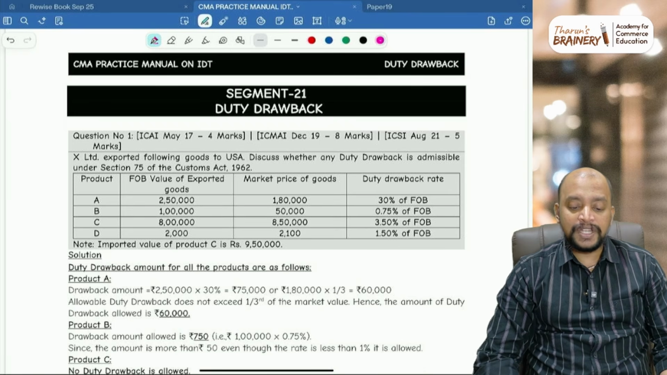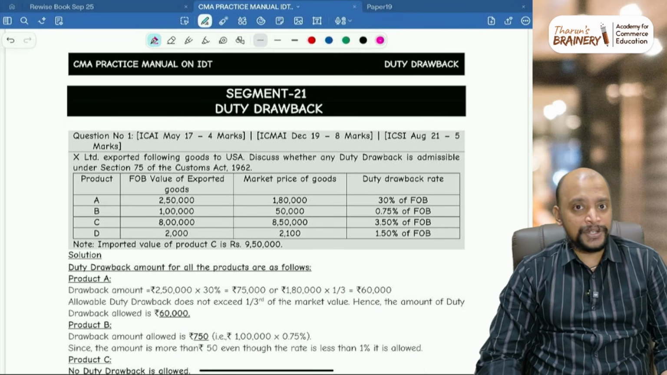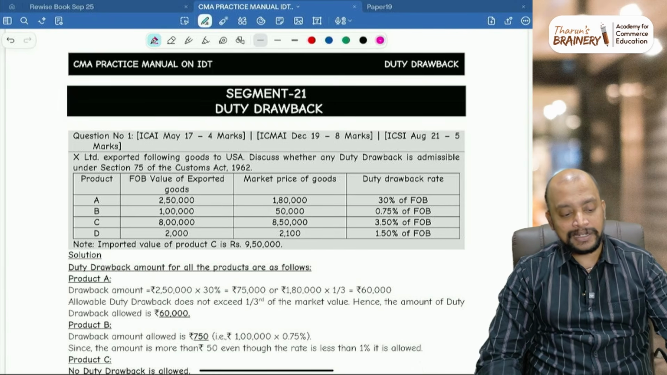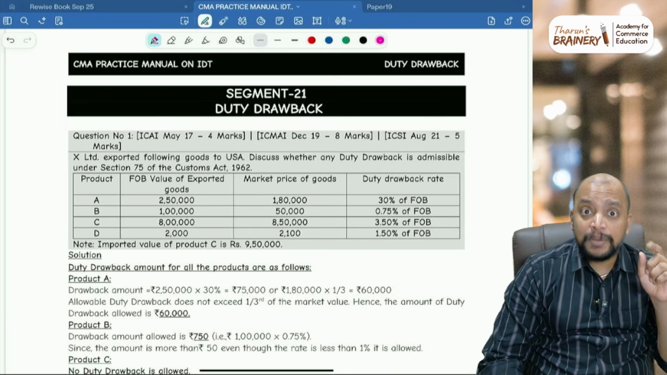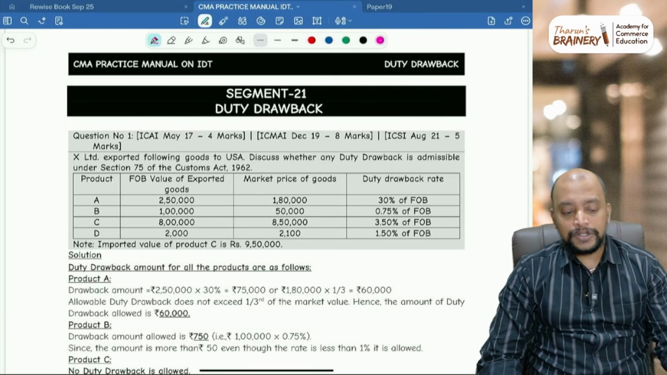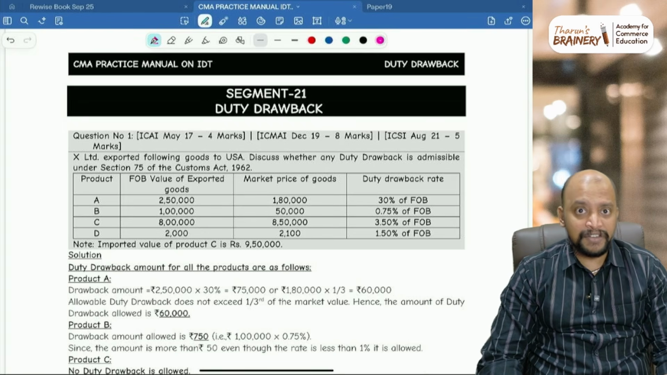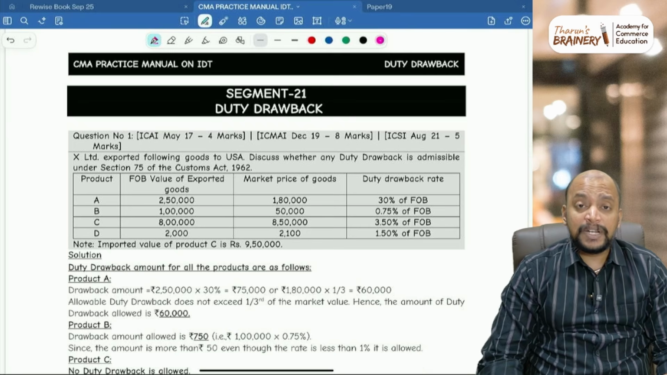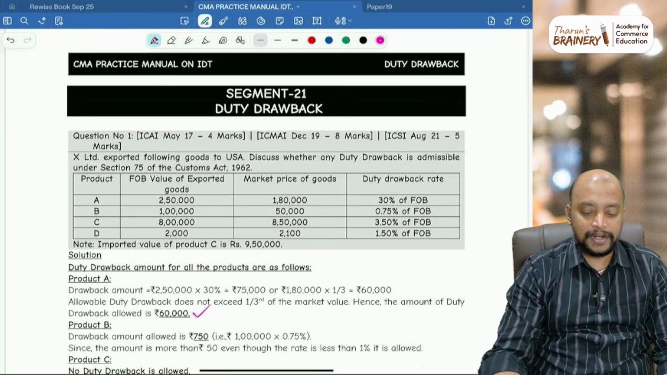FOB value of the exported goods is 2,50,000. Market price is 1,80,000. Duty drawback rate is 30% of FOB. Now, how much duty drawback? 30% of FOB, please do the calculation. 2,50,000 into 30% is 75,000. But what is the maximum duty drawback? 1/3 of market value. So market price 1,80,000 divided by 3 is 60,000. So even though 75,000 is the duty drawback as per the rate, the maximum duty drawback is only 60,000. So 60,000 is the only amount allowed as duty drawback here.